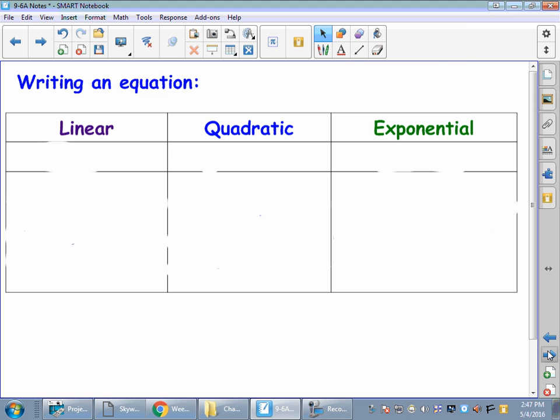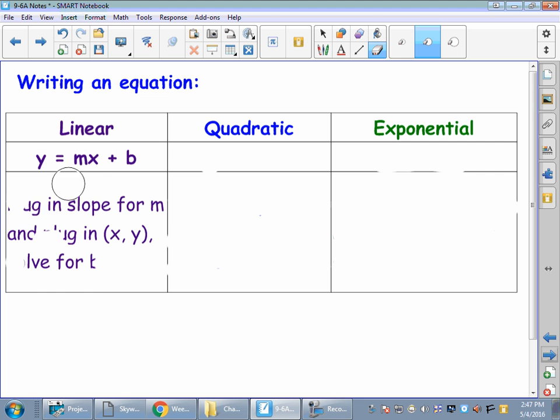So you should remember this a little bit from before. This is going to be probably the hardest part. If it's linear, I want your brain to be thinking y equals mx plus b. We need to come up with an equation that represents those points. And just to review, you're going to plug in slope for m. And if you don't know how to find slope, you might have to look it up, and I can give it to you really quick. The slope formula is the change in y over the change in x.